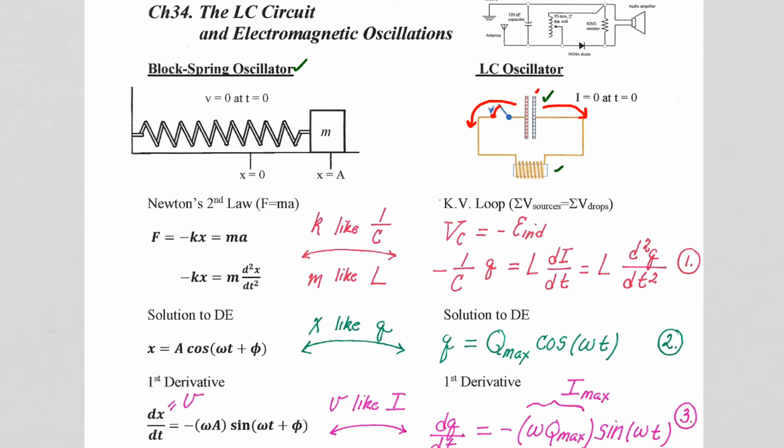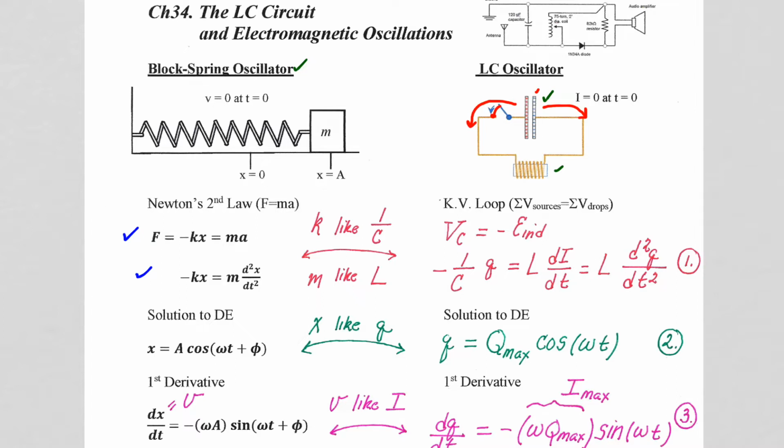So for the block on the spring, we got different frequencies, different types of oscillations, different resonant frequencies, as we're going to start to refer to them, based on this equation, right? Newton's second law, F equals minus kx equals ma equals negative kx d squared x dt squared.